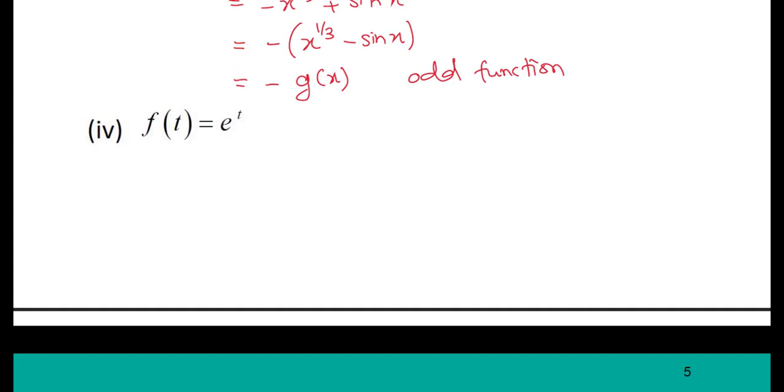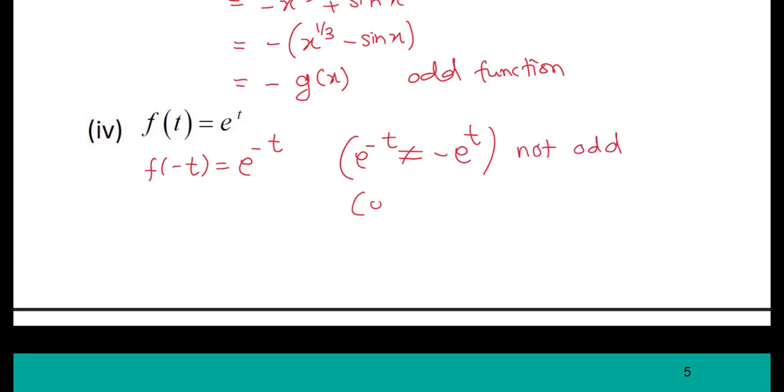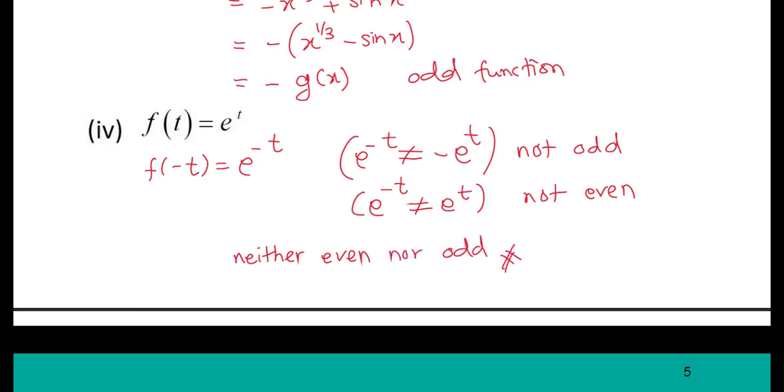Okay, and then the last example is f(t) equal to e to the power of t. So f(-t), we will get exponent negative t. Okay, this one, exponent negative t is not equal to negative exponent t, so this is not an odd function. And then this one, e to the power of negative t is not equal to e^t, so this is not an even function. So the answer is, we can say that this one is neither even function nor odd function.